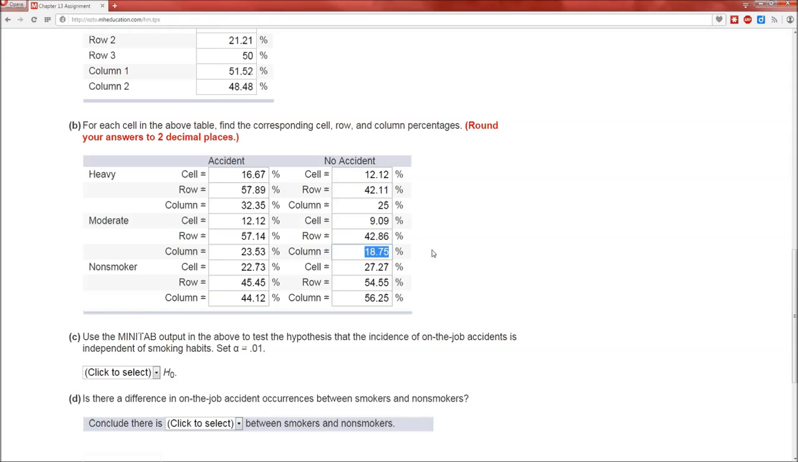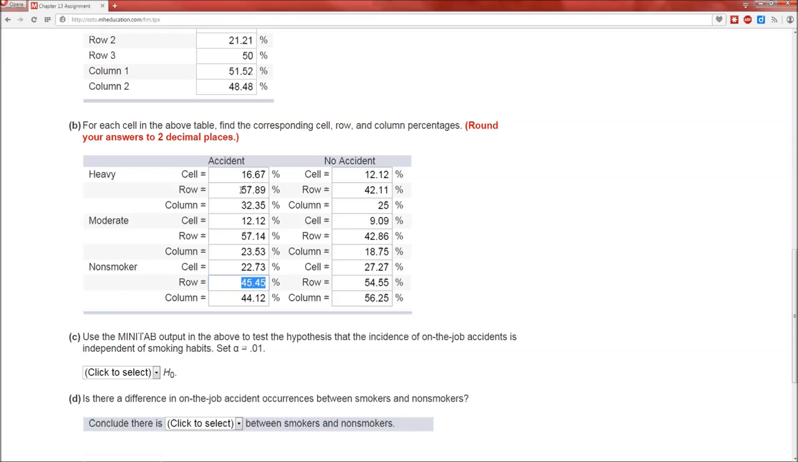Maybe we should review conditional probability. Go back to our book, read through it, look at our notes, and say, oh, we've talked about these things already. The 57.89, that's a row. So given that the person is a heavy smoker, what's the probability they had an accident? 57.89%. Given that the person is a heavy smoker, what's the probability they had no accident? 42.11%. Given that the person is a non-smoker, what's the probability they had an accident? 45.45%.